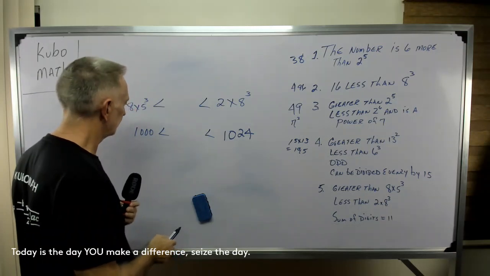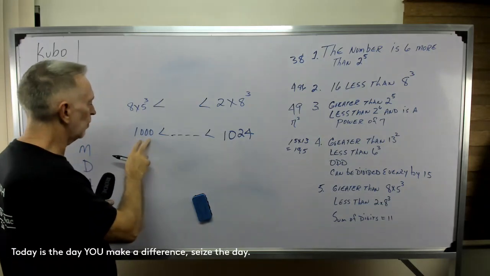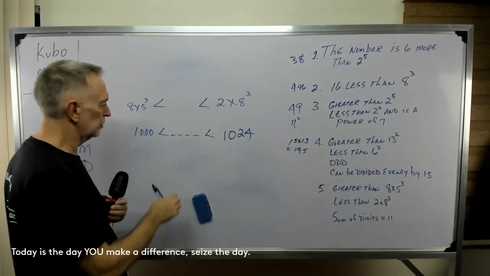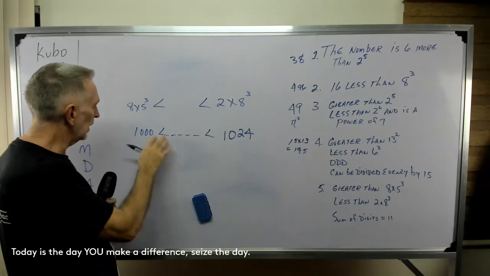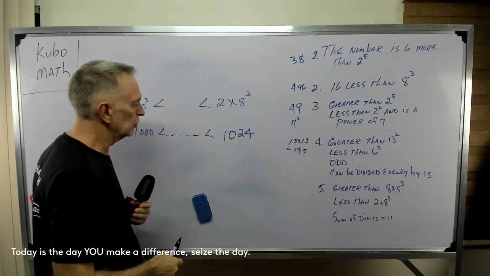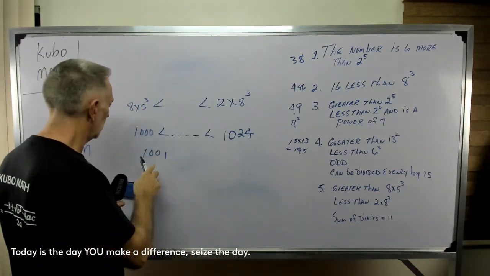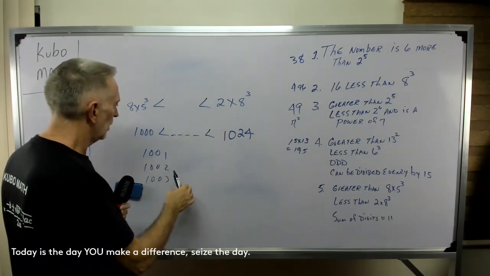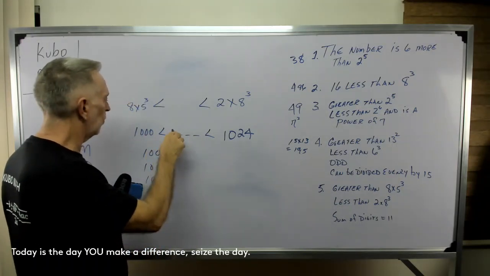Now then, it says the sum of the digits equals 11. So it's saying I have some number. These have 4 digits. This is going to have 4 digits. But the number has to be greater than 1,000 and less than 1,024. So what does that mean? This number is going to be 1,001, 1,002, 1,003, and so on. But the first 2 digits in all of these numbers is going to be a 1, 0.